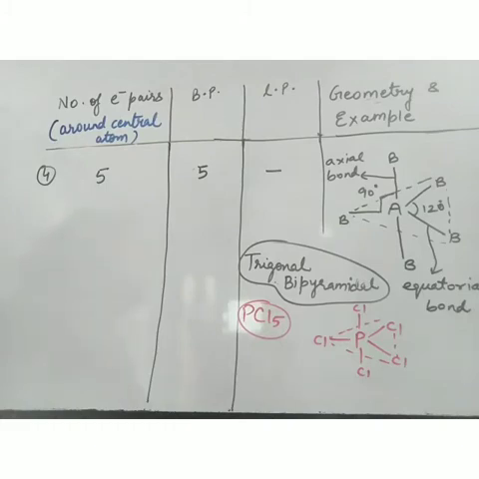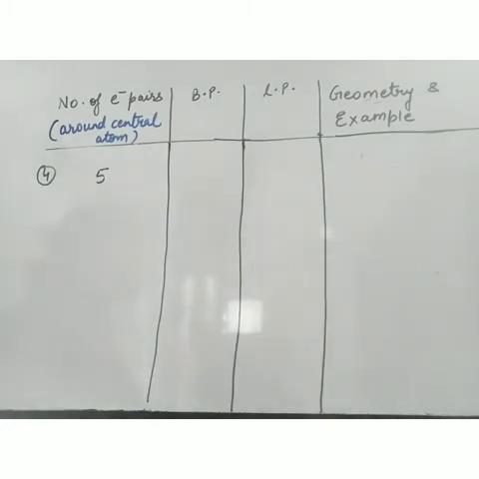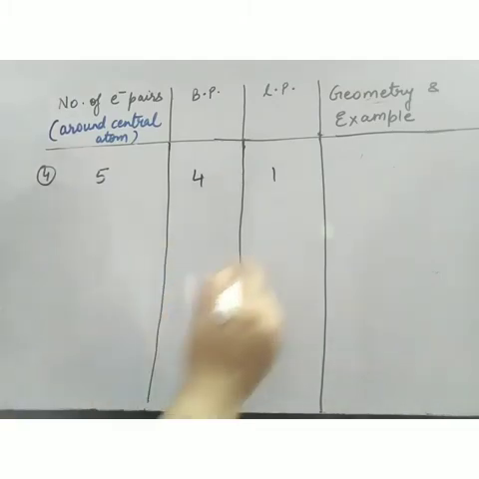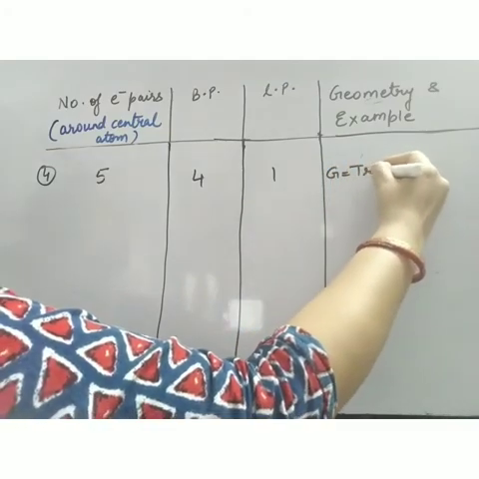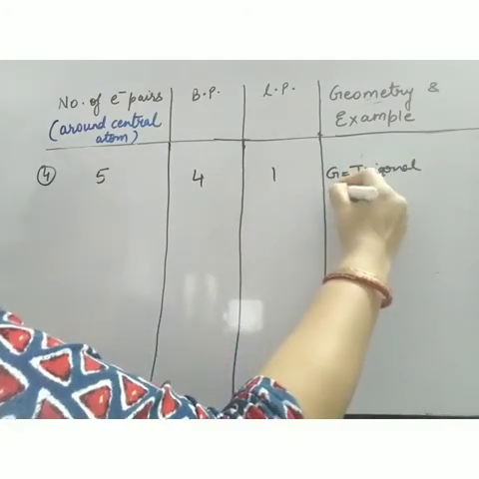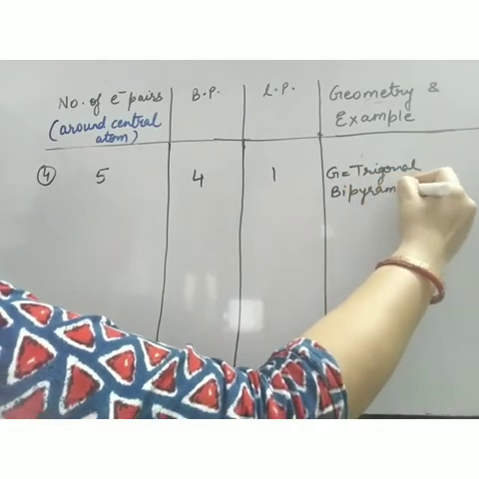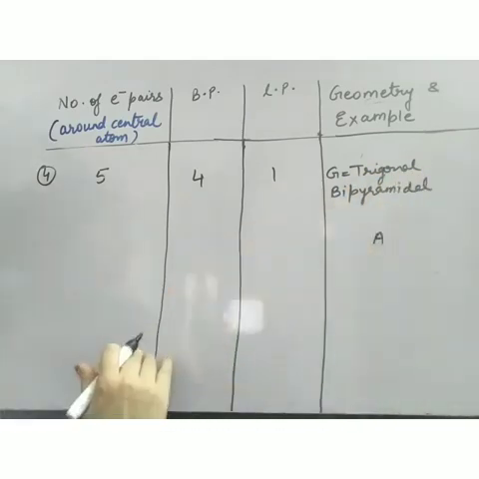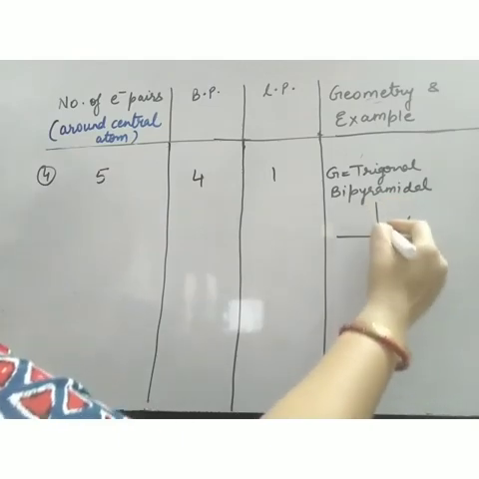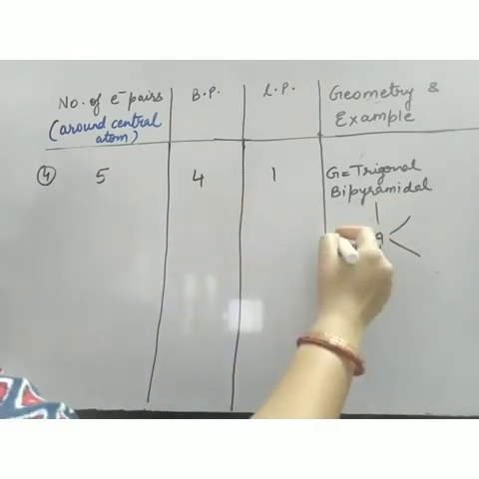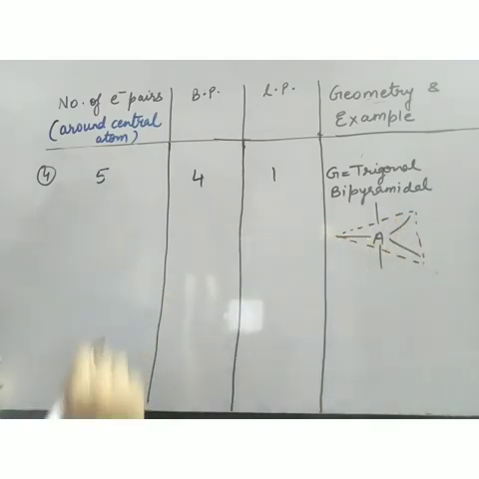Now we'll discuss lone pairs here. The total electron pairs are 5, now 4 are bond pairs and 1 is a lone pair. Now the geometry is not regular. It is not symmetrical, it is distorted now. The geometry will remain trigonal bipyramidal only, but the shape will change. So this is the central atom, and these are the 5 positions: 1, 2, 3, 4, 5. Let's join them. Now where to put the lone pair?